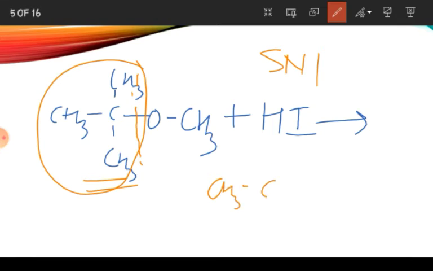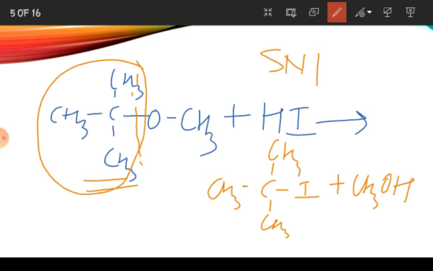So our product will be (CH3)3C-I, where I will come, and CH3OH, methanol, will be formed. So you need to remember these two conditions, very important.